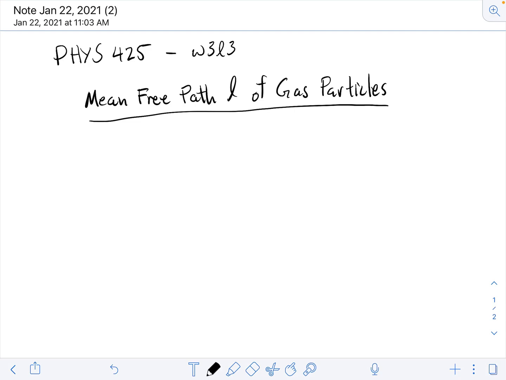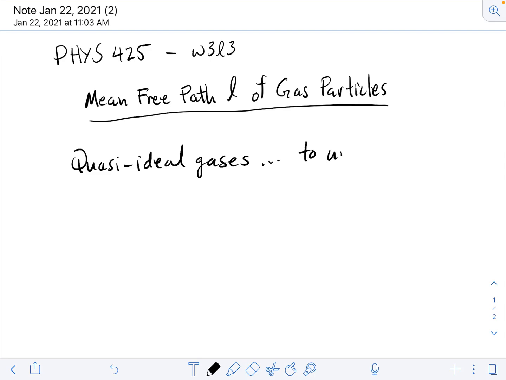And the first thing we're going to think about is the mean free path of a gas particle. And so we're going to imagine some kind of container that contains gas at a certain pressure. And the mean free path tells us how far a particular gas particle moves on average before it scatters off of another of the gas particles. And we're going to be working with what's called a quasi-ideal model of gases.